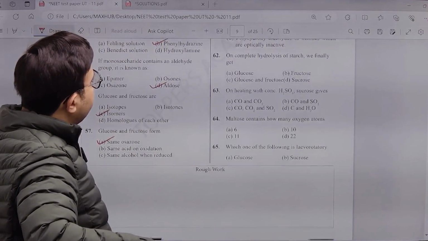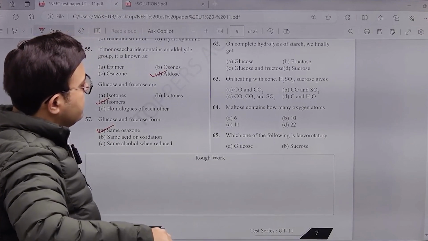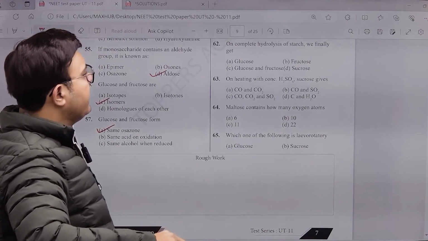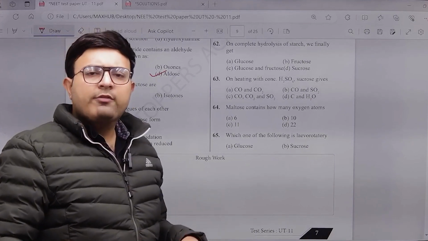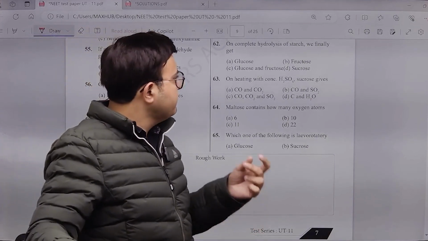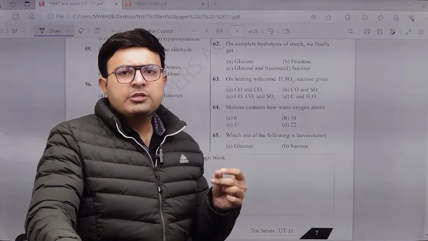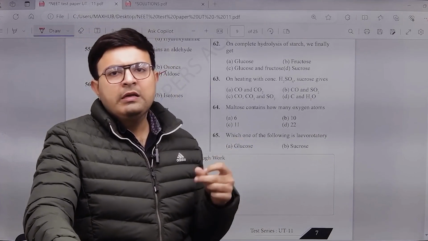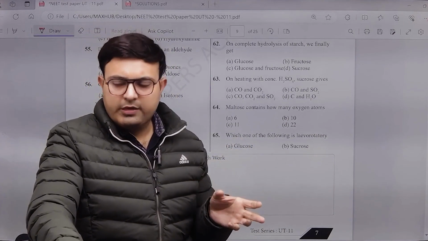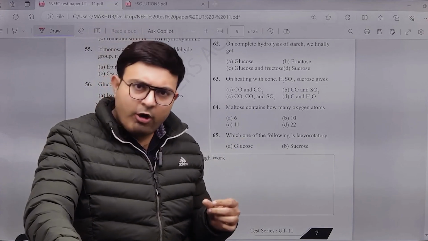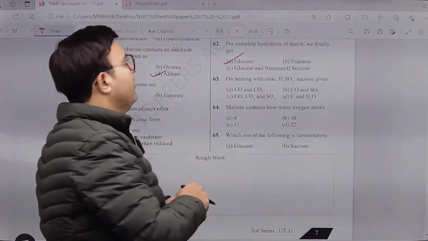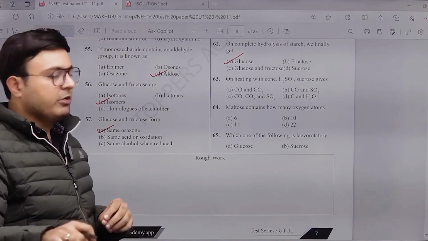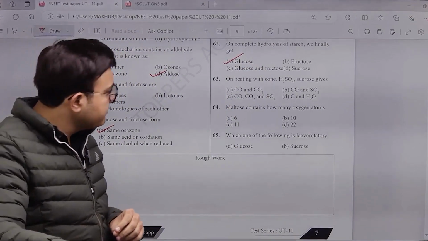Going to the next question. On complete hydrolysis of starch, we finally get. Okay, so you have to tell the monomer of starch. And we know starch is made up of only alpha D glucose. Okay, starch is made up of only alpha D glucose. So you will get only glucose on complete hydrolysis of starch.